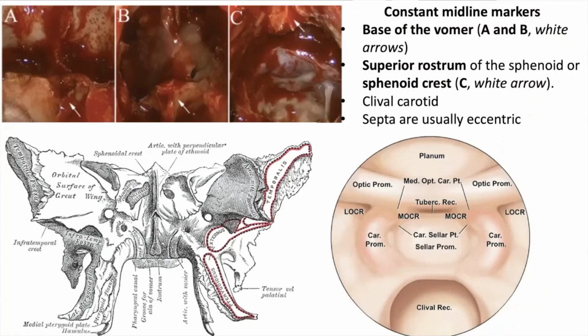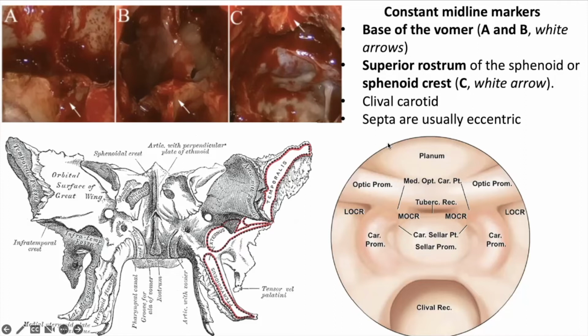After removal of bone, you will find these structures. There are some constant midline markers. Base of the vomer, as shown here by the arrow. So these are always in the midline. So the base of the vomer or the rostrum. The sphenoid rostrum is also in the midline.